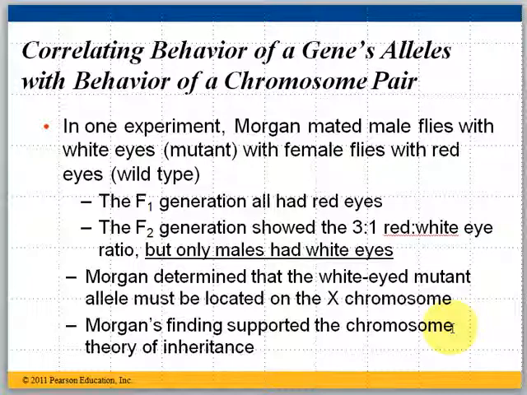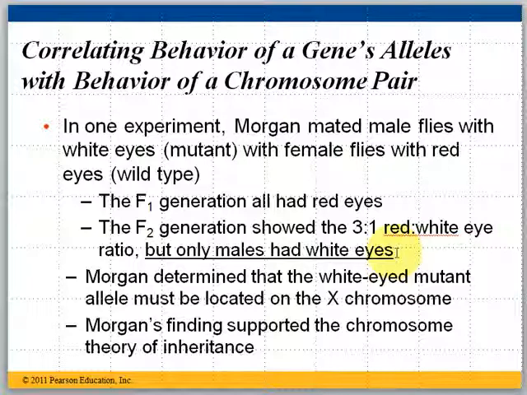Then the F2 generation came about. In the F2 generation, he saw a 3-to-1 red-to-white eye ratio. Again, not surprising. That's what you would expect from a heterozygous cross for a trait. Phenotypically, you would expect in a Punnett square for 3 of them to display the dominant trait and 1 to display the recessive trait. But something he noted: only males had the white eyes. He wasn't getting a random assortment of 3-to-1 with both males and females having red and white. Only the males had the white eyes.